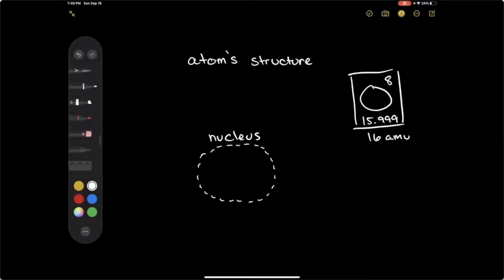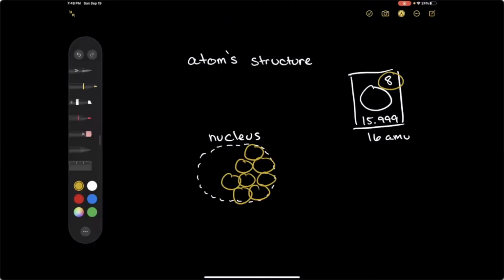Figuring out how many protons you have is pretty simple. All you have to do is look at the atomic number. Our atomic number in this case is 8, so we're going to have 8 protons. Let's draw those protons: 1, 2, 3, 4, 5, 6, 7, 8. So we have 8 protons.